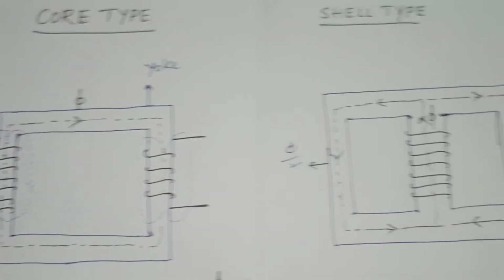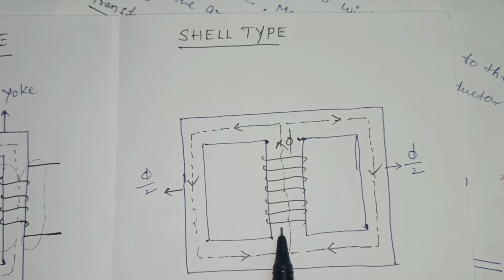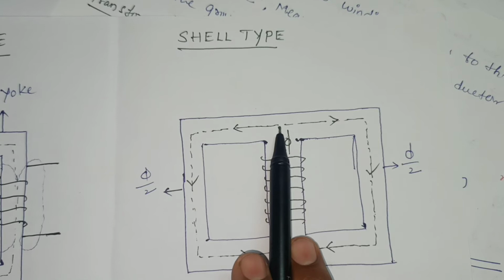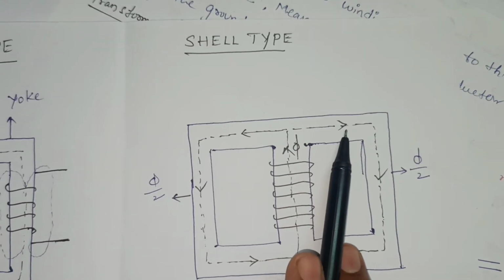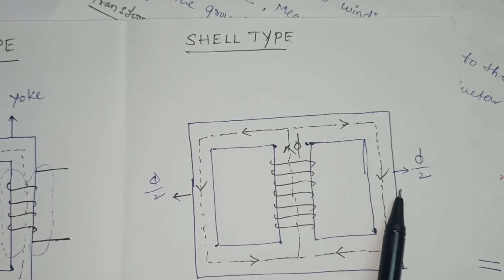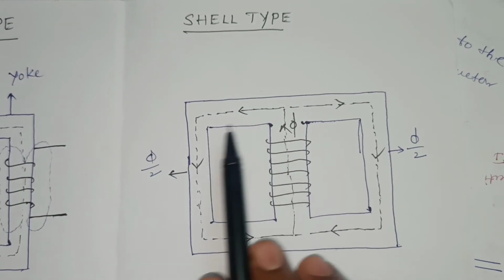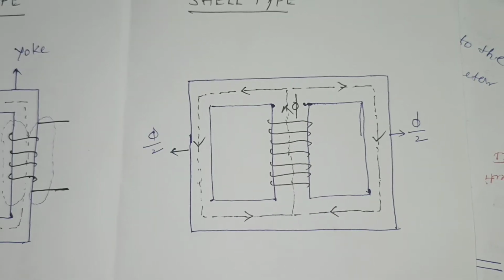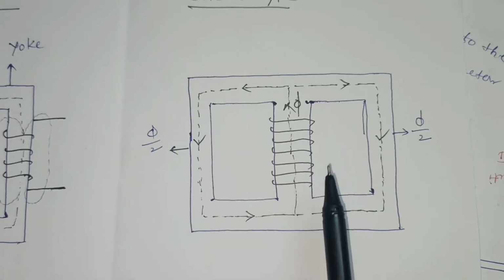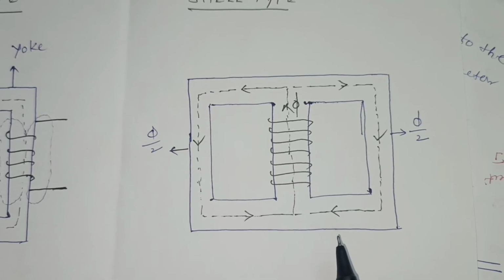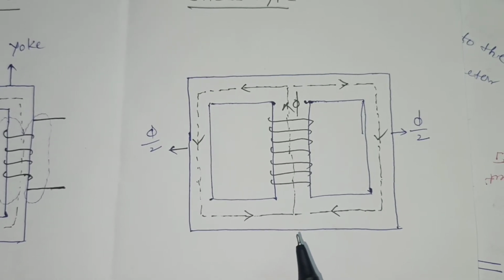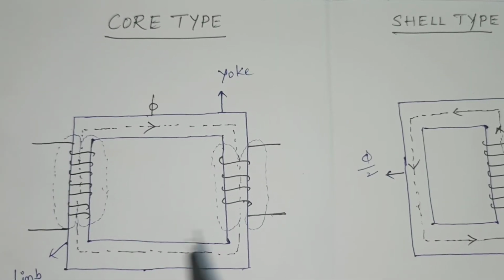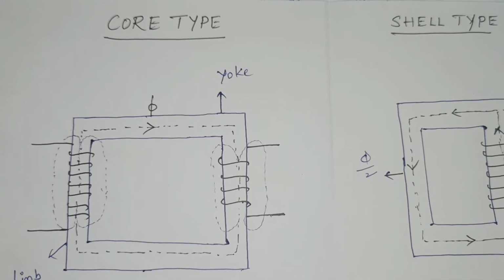And in our shell type transformer, in the middle limb we have some flux, phi. That flux is divided at this junction into phi by 2 and phi by 2. The phi by 2 flux flows through the outer limbs of the transformer core. Because of this reason, the shell type transformer is called a parallel magnetic circuit, and the core type transformer is called a series magnetic circuit. Okay, this is the next difference.